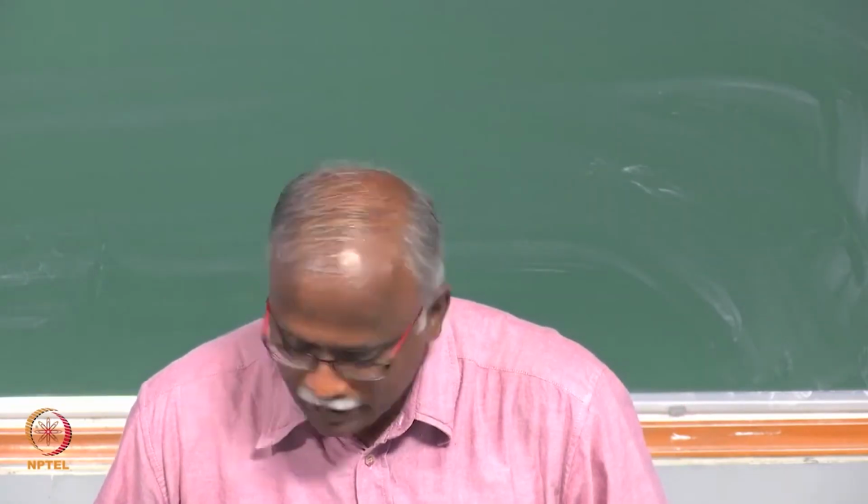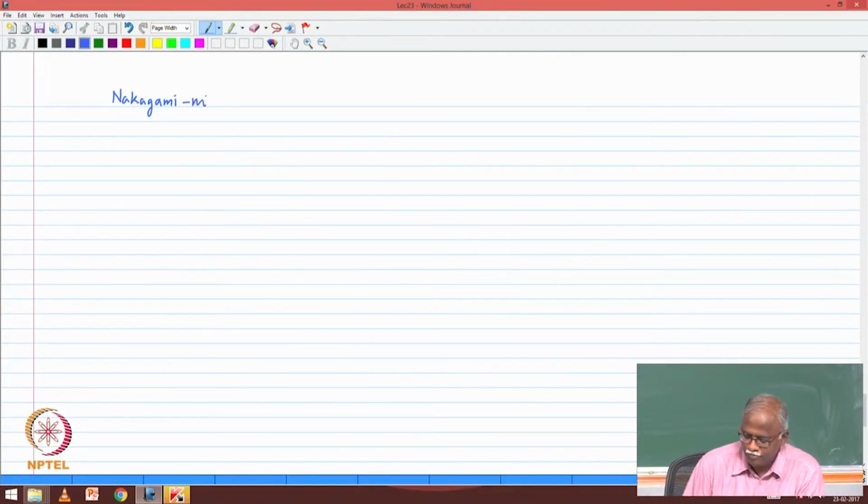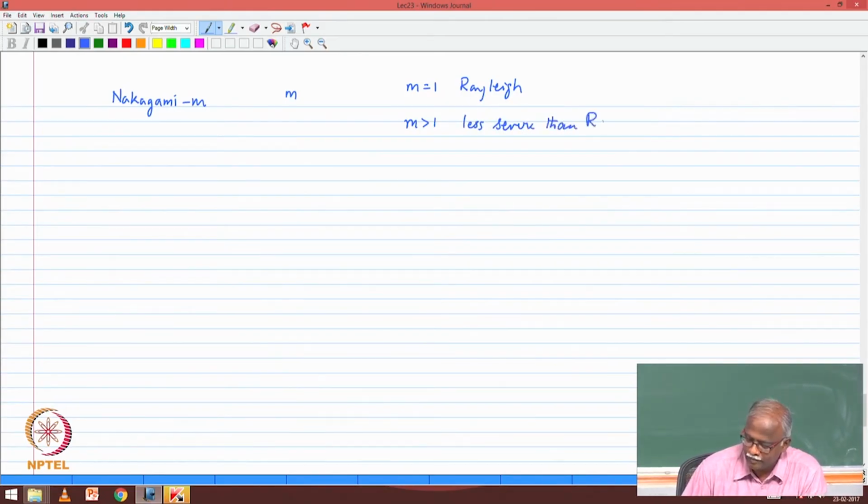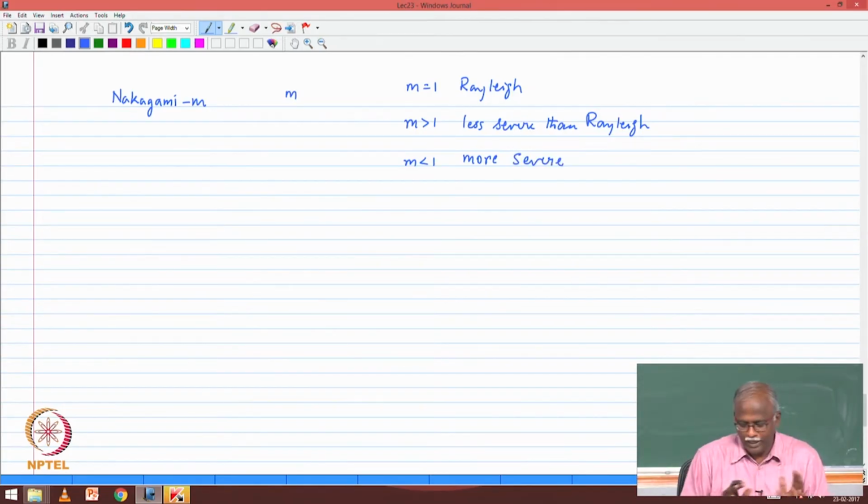So let's build on this a little bit more. So summary, Nakagami-m is a very useful form. You have to specify the value of m, and then the PDF is specified. m equal to 1 is Rayleigh. m greater than 1 is milder than Rayleigh, that is less severe than Rayleigh. And there are scenarios where m is less than 1, which is more severe. Okay, so just keep that characterization in your mind. Therefore, it's good to know that this is a family of functions.